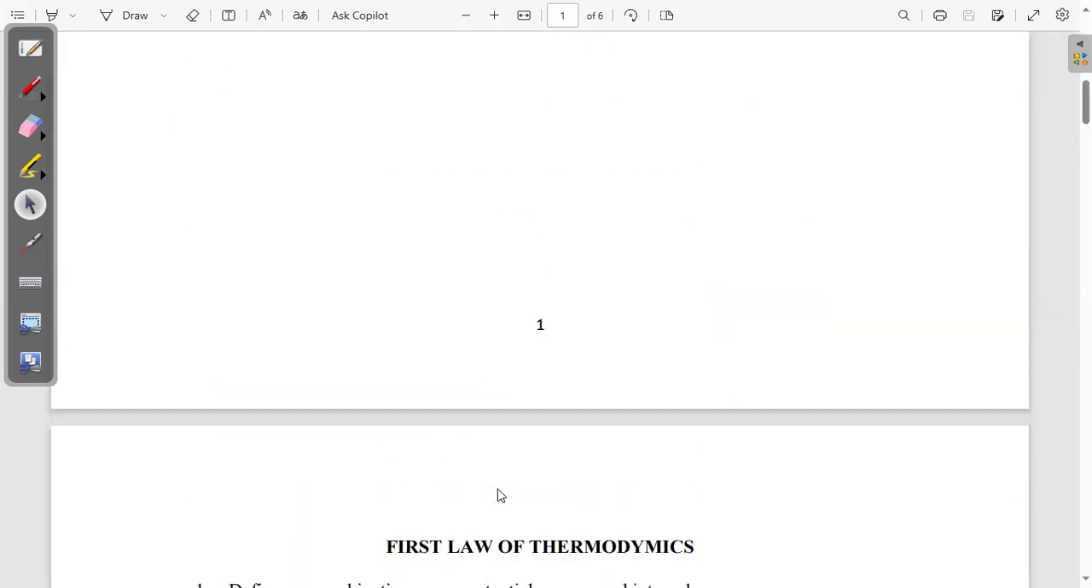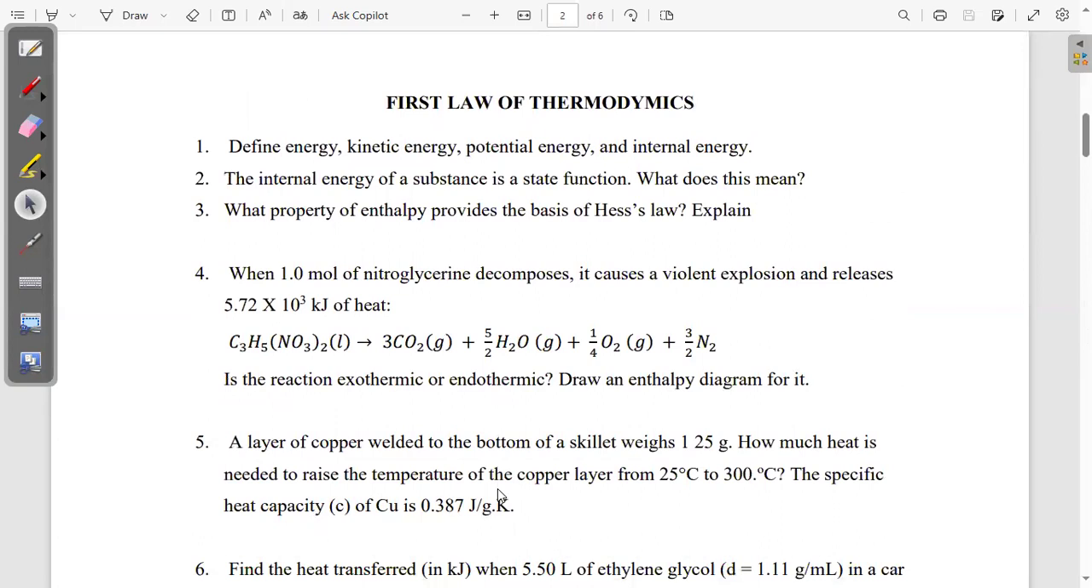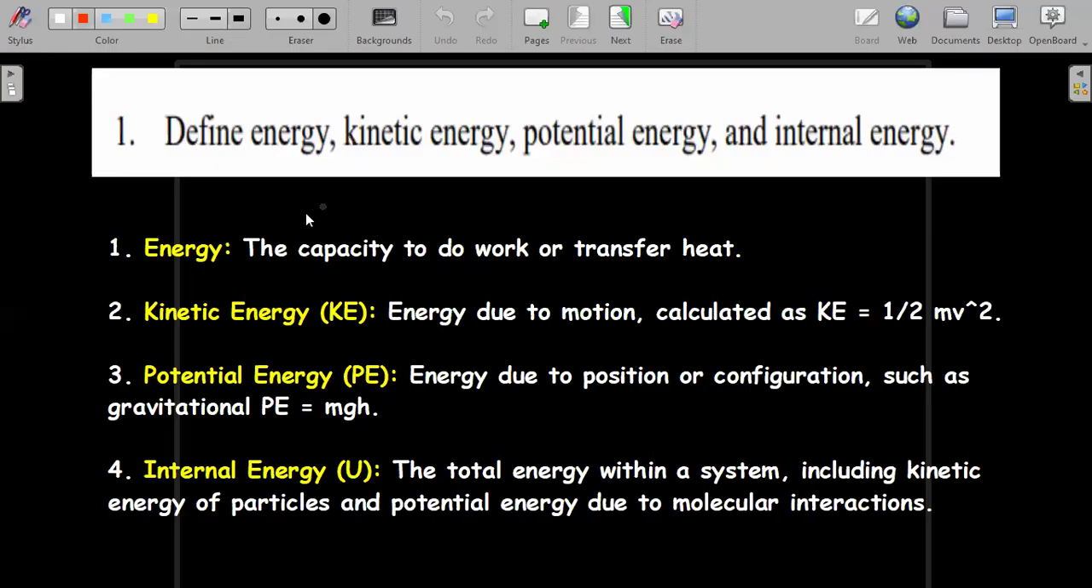All right, so let's get to the solving. We are going to solve these questions one by one, each one of them. The first one says: define energy, kinetic energy, potential energy, and internal energy. I've written down the definitions for you.